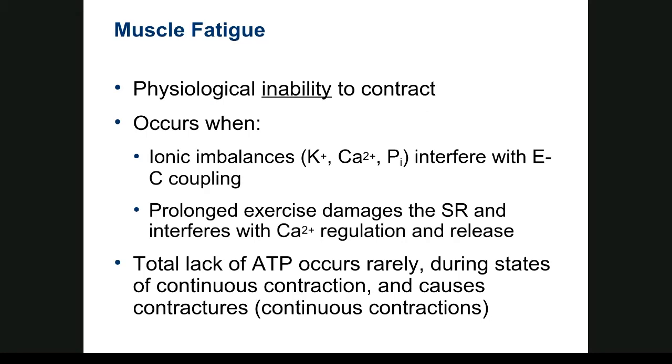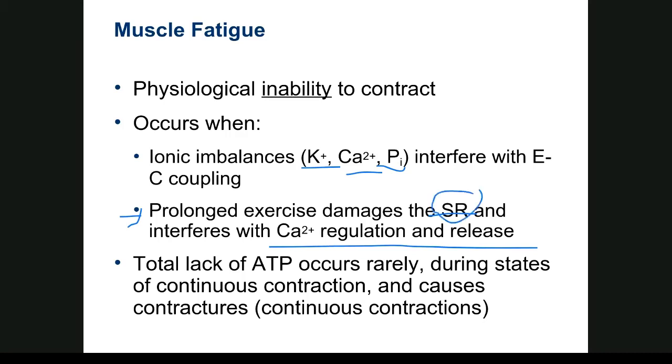It can be due to ionic imbalances, like phosphorus, potassium, or calcium interfering with the excitation-contraction coupling. Also, if you overdo the exercise, you can actually damage your sarcoplasmic reticulum and you can't regulate the calcium release. So if you're going to do really hard exercise, it's best to give yourself rest in between to allow that muscle to heal.